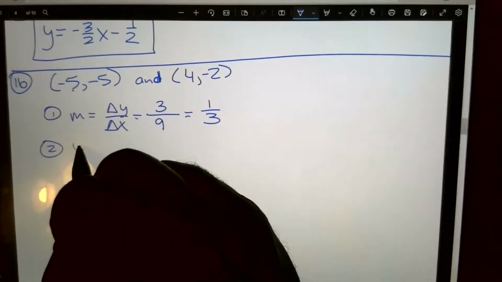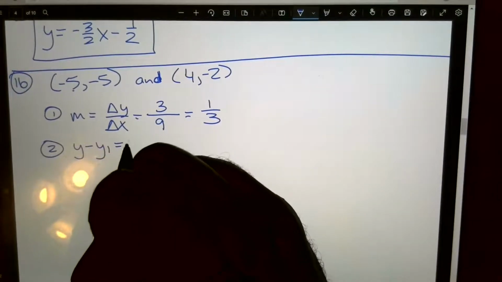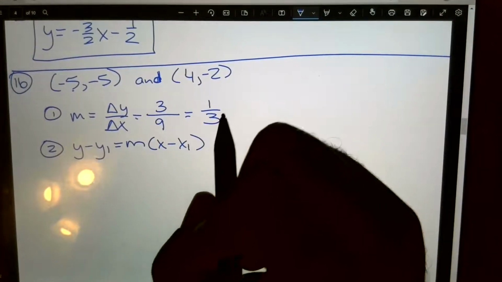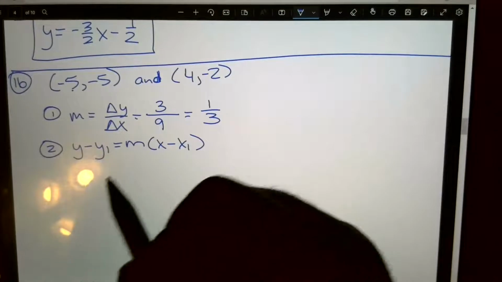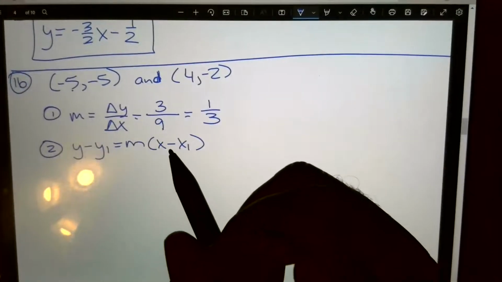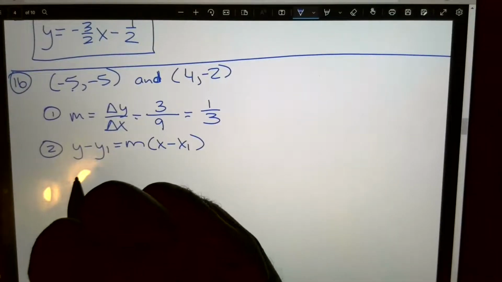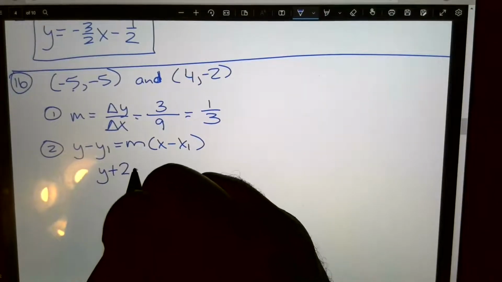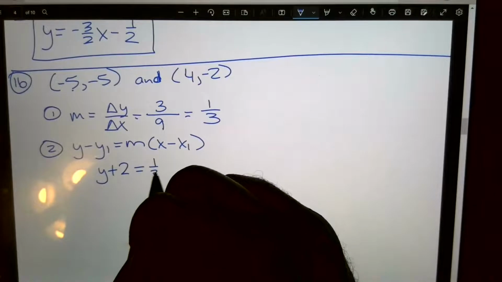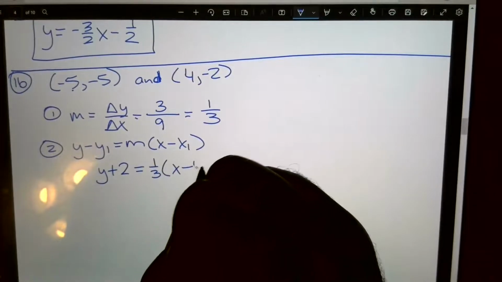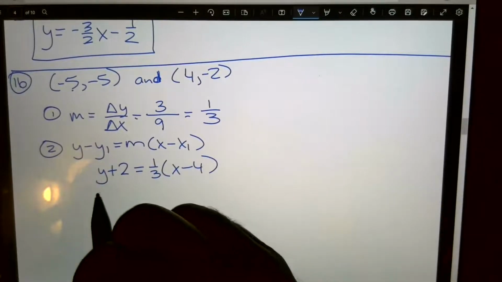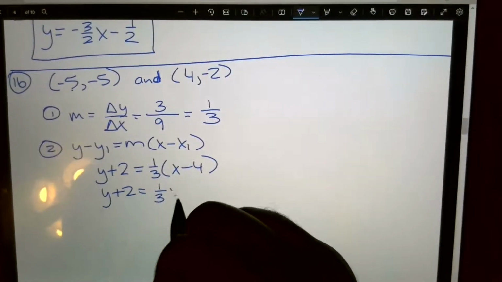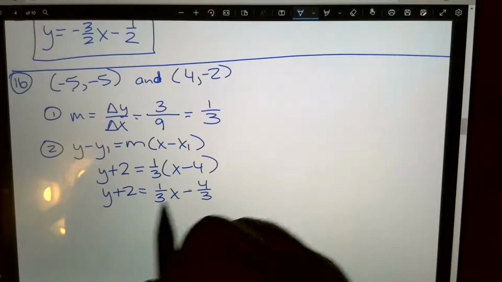Second step. y minus y sub 1 is equal to m times x minus x sub 1. All right, I'm going to pick the right hand point because the numbers are positive and smaller. But either point will work with this. I've actually tried it before. y plus 2 is equal to 1/3 times x minus 4. y plus 2 is equal to 1/3 x minus 4/3.